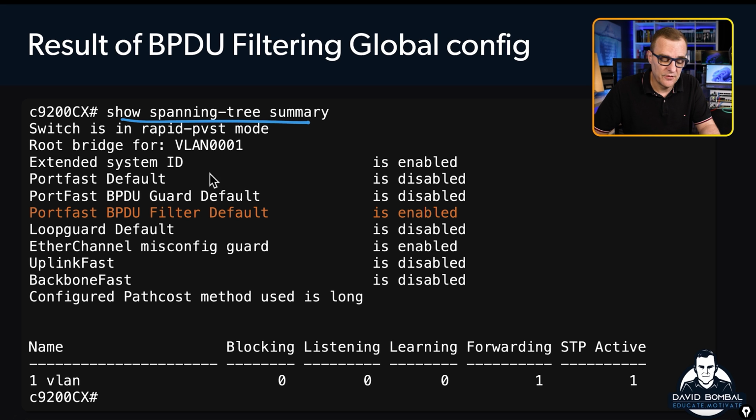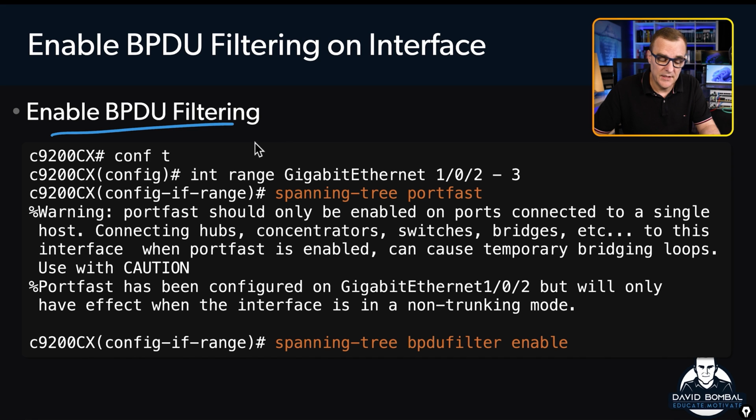Show spanning-tree summary shows us that PortFast BPDU filtering default is enabled. This is how you enable it on an individual interface. I've done it on a range of interfaces here. These ports are set as PortFast ports. So GigabitEthernet 1/0/2 to 3, I've enabled PortFast and I've enabled BPDU filtering on those two ports.